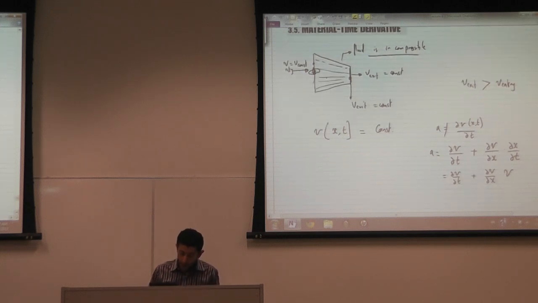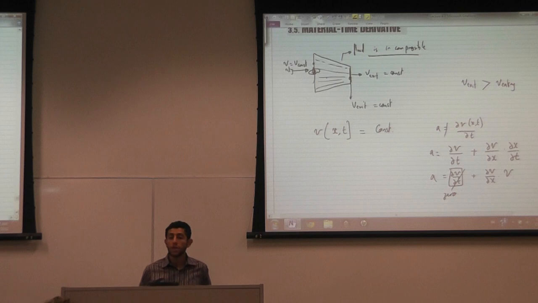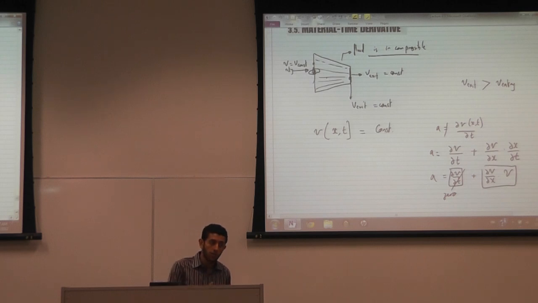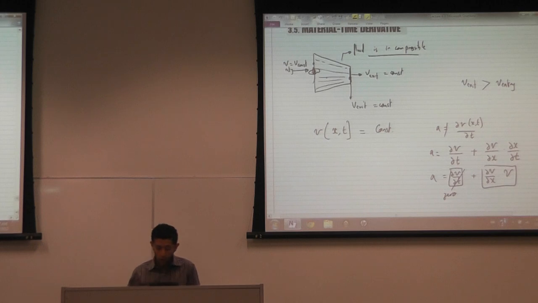And so for this particular example, it's true that this is equal to zero, but it doesn't mean that there's no acceleration. There is acceleration because the particle that I'm tracking is moving, and as it moves, it acquires a different velocity, and so there is an actual acceleration. The acceleration for this particular example would be equal to partial v by partial x multiplied by v.